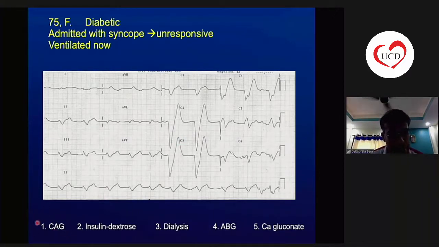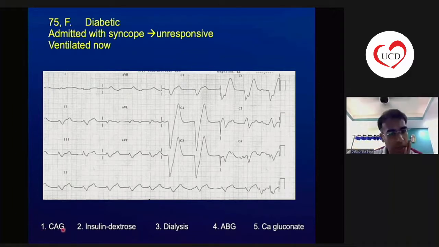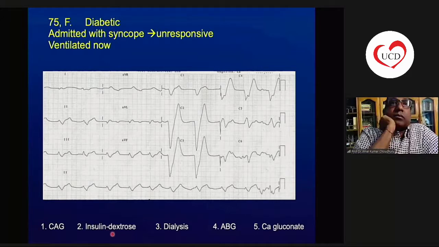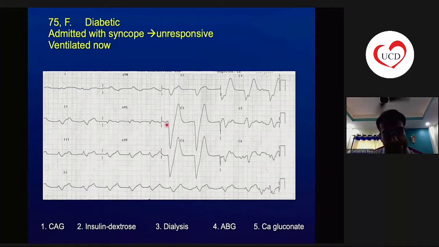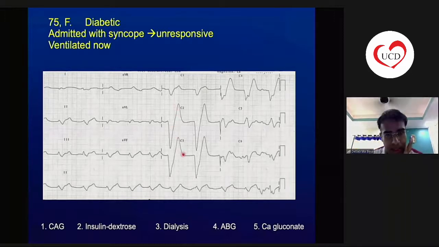So what will be your thoughts on this ECG? Will you proceed for an immediate coronary angiogram, or primary angioplasty, activating the cath lab, or will you go for insulin dextrose, dialysis, ABG, or calcium gluconate? Whenever you see such an ECG, what are the findings? The QRS is very wide, and the QRS ascending limb has almost merged with the ascending limb of the T waves, and you do not find any P wave anywhere in the ECG.